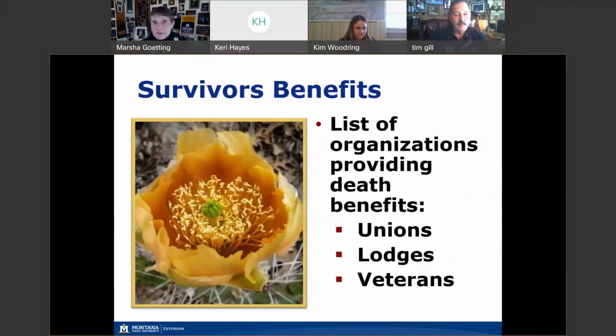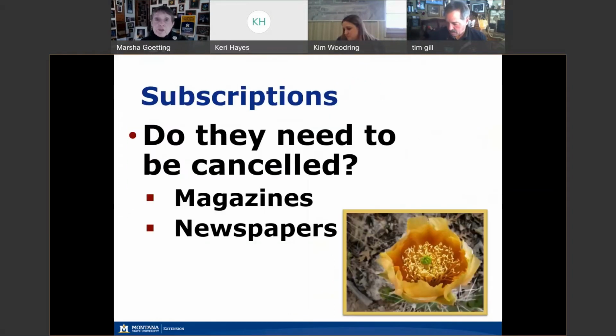How about survivors benefits? We've got organizations, unions, lodges, and veterans that provide some death benefits. When my dad passed away, what they had was a marker. And you could put the marker up there to designate that he was a World War II veteran. And we wanted to take advantage of that in honor of my dad. You may have some subscriptions to lots of magazines and newspapers. And if there's a survivor, that survivor may still want those. On the other hand, maybe I wouldn't need a Motorcycle Mama or something like that if it was out there.